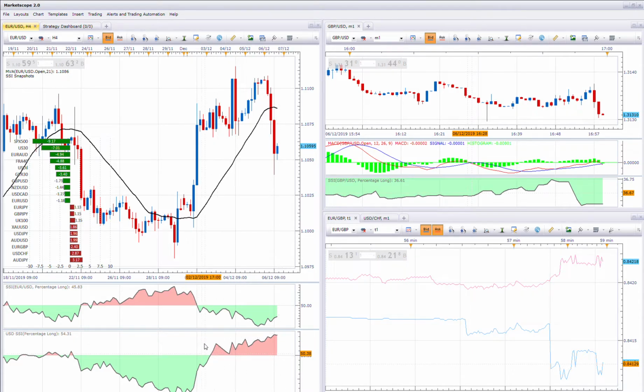But see how there's like a slight delay. The USD became a buy before the USD became a sell. Now this is the basket, USD basket. So that's something you could do.